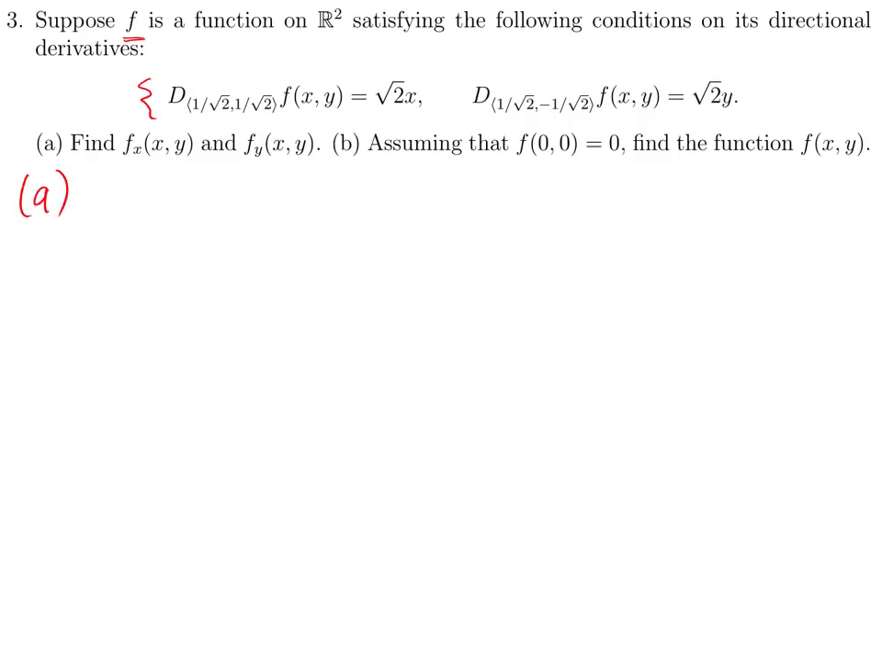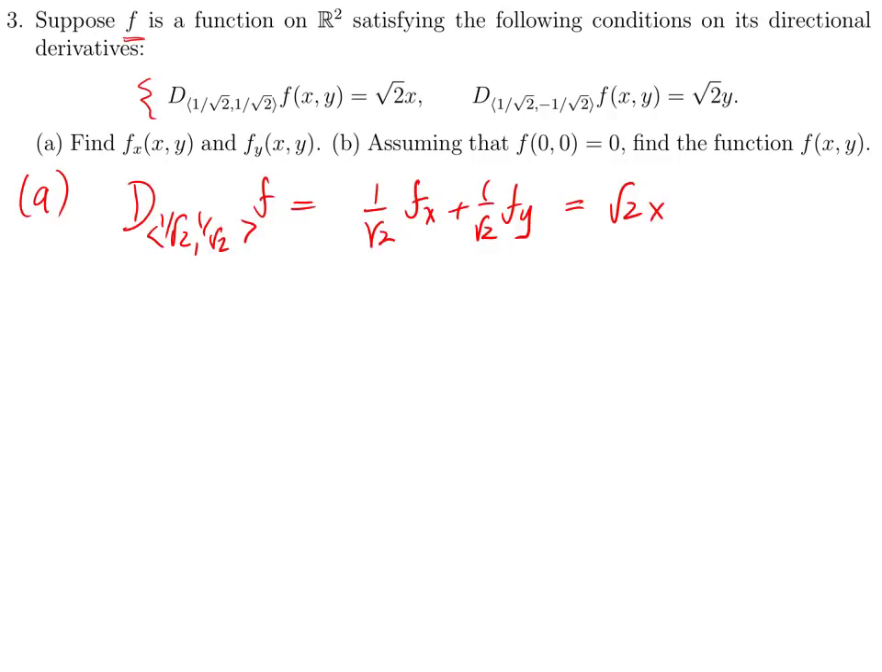Let's do that first. So again, what does directional derivative mean? Well, the directional derivative in this direction, 1 over root 2, 1 over root 2, of f, it's just a particular linear combination of partial derivatives, right? It's the derivative when you move in this direction, but as we derived in class using the chain rule, this is just equal to 1 over root 2 fx plus 1 over root 2 fy. And so what we're given is that this quantity is equal to square root 2 x. So let's call that equation 1.